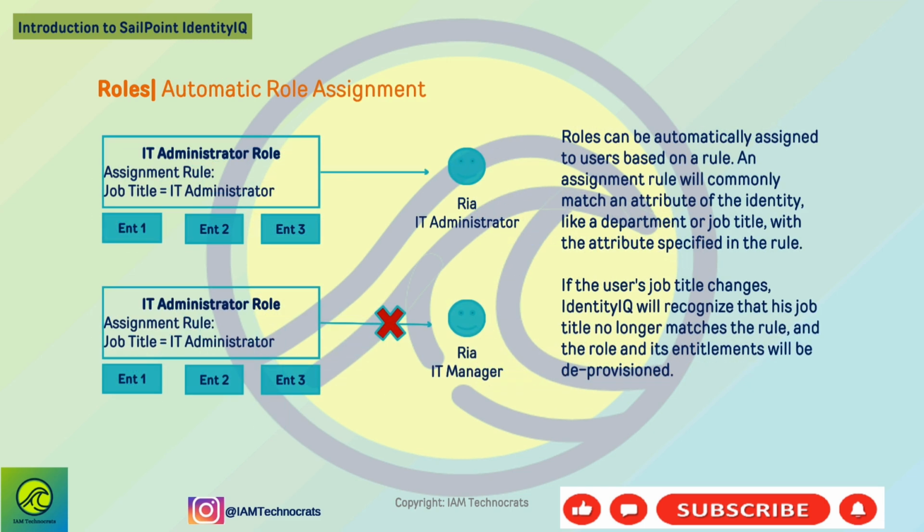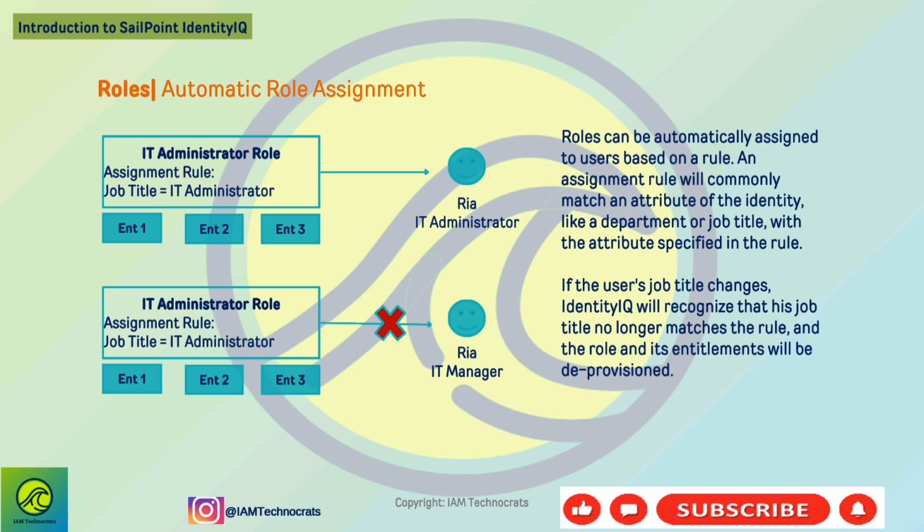Automatic role assignment. Roles can be automatically assigned to users based on a rule. An assignment rule will commonly match an attribute of the identity, like a department or job title, with the attribute specified in the rule. If the user's job title changes, Identity IQ will recognize that the job title no longer matches the rule, and the role and its entitlements will be deprovisioned.